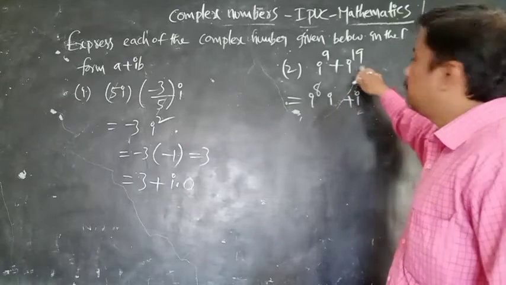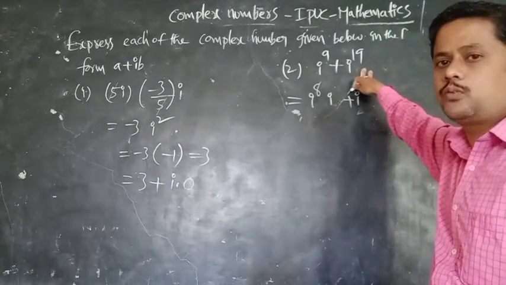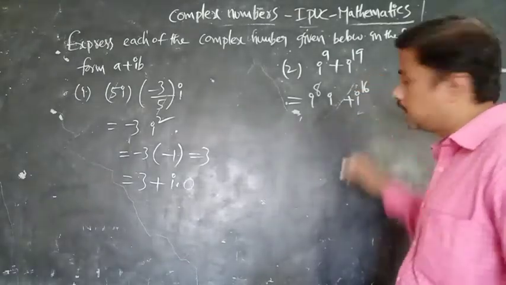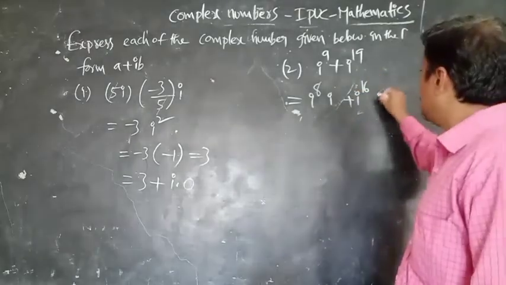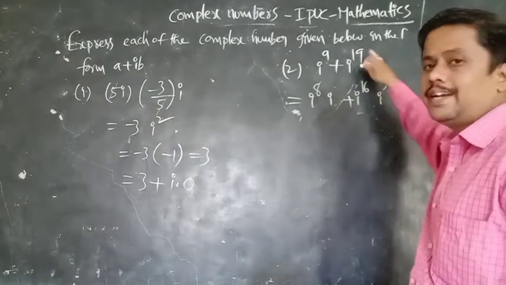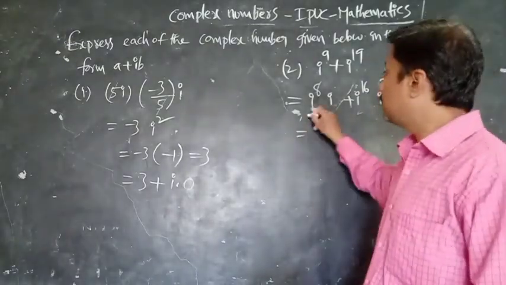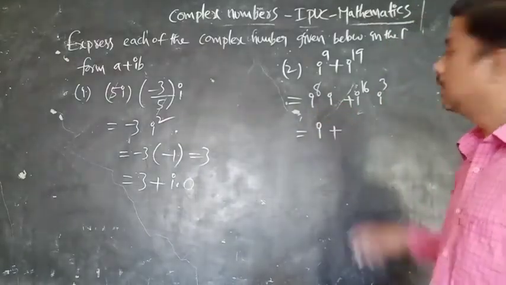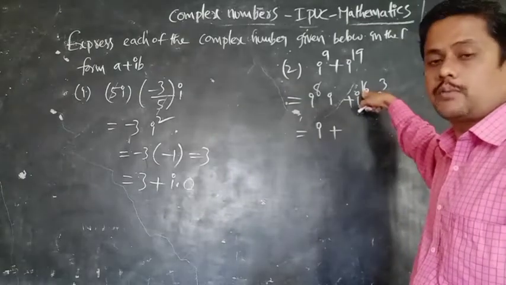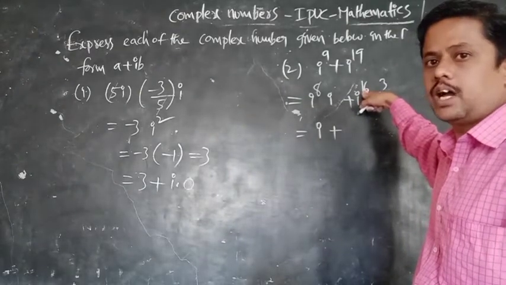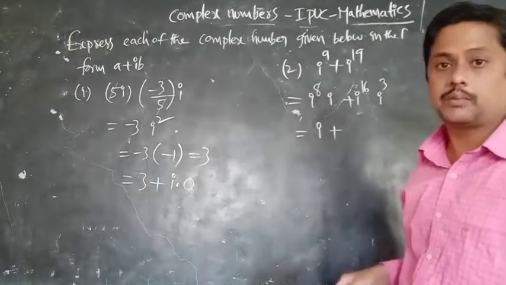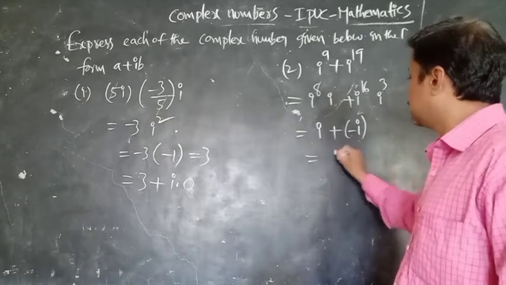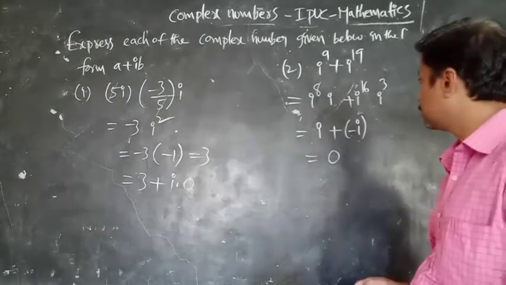Next, i power 19. The multiple of 4 before that is 16. 4 5s are 20. So up to i power 16 it is 1. Next, into i cubed: 16 plus 3 is 19. i power 8 is 1 into i, plus i power 16 is 1, already told. i power 4k is 1, already told the formula. i cubed is what? Minus i, already told. So i minus i is 0.